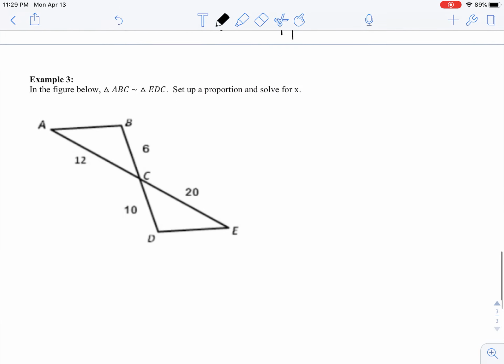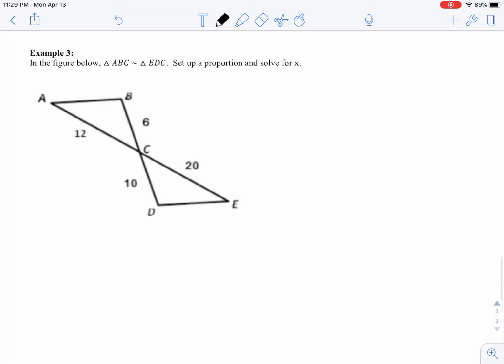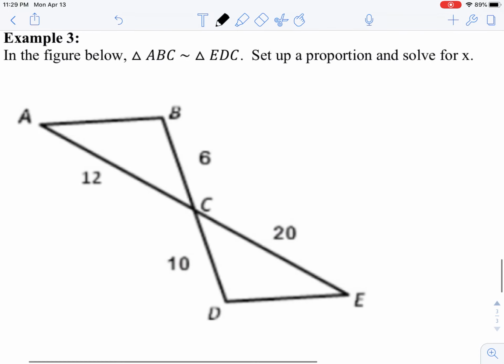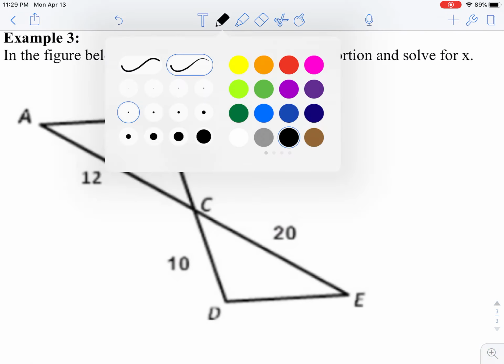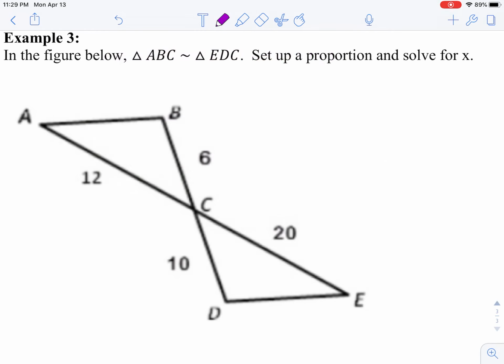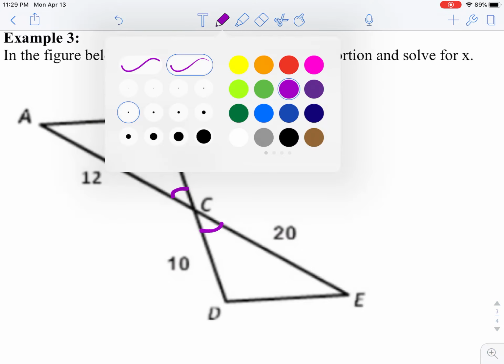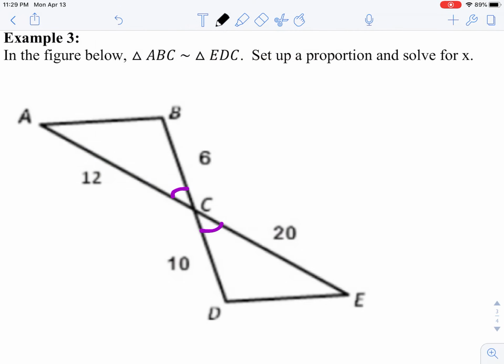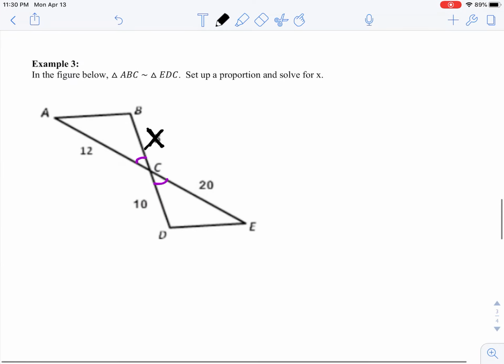So now we have one more for the notes. This is example 3. We don't need to know this, but I like to point out to you that whenever we've got vertical angles, we automatically know that they're congruent to one another. Vertical angles are always congruent to one another. And I forgot to make one of the sides x, so I'm going to do that now. Let's just say this side was x. And then let's solve for that length.